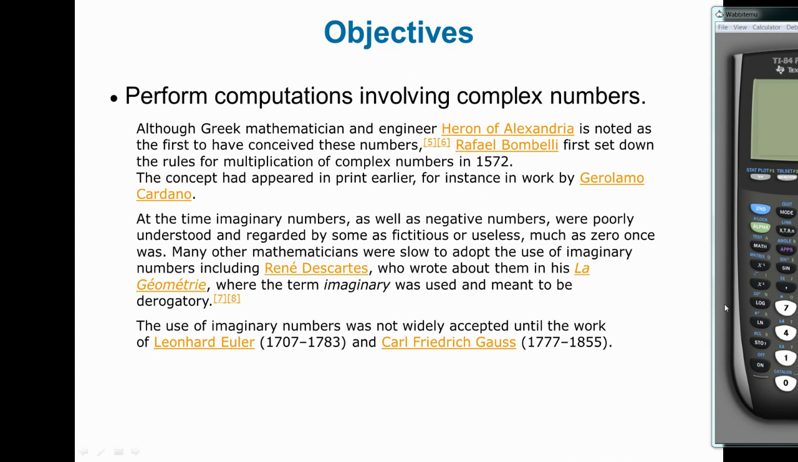Where did complex numbers come from? Where were they discovered? Well, it goes way back. A Greek mathematician from Alexandria is noted to have first conceived these numbers way back in 1572, and as time progressed, mathematicians studied them more. We've got Euler in the 1700s, and Carl Friedrich Gauss, 1777. Bottom line is complex numbers have been around for years and years.